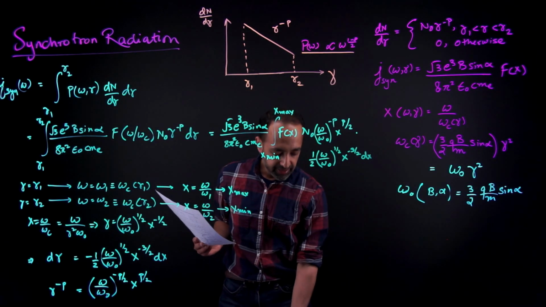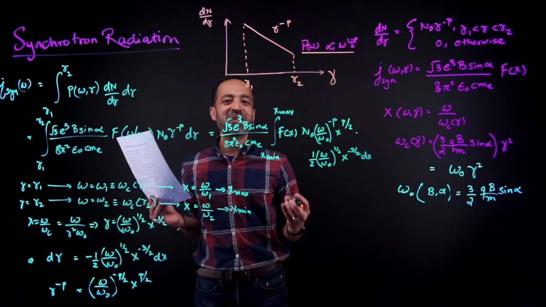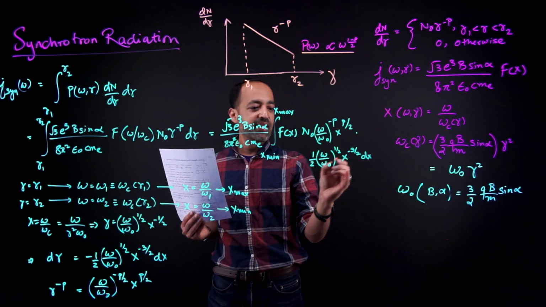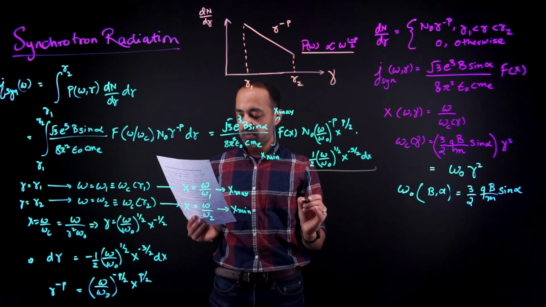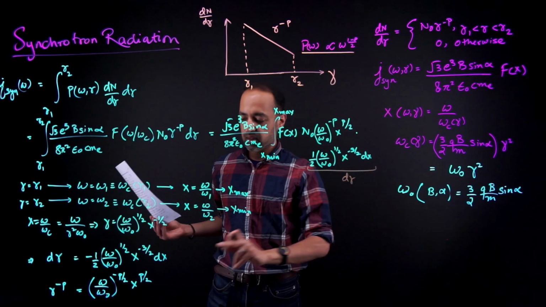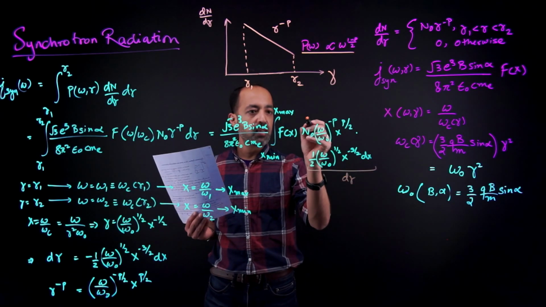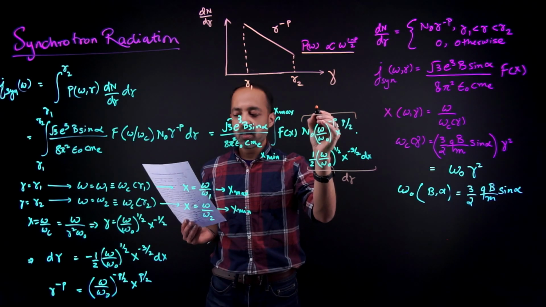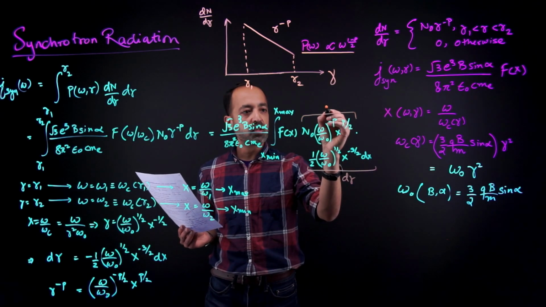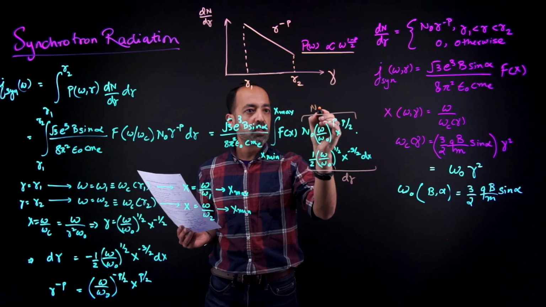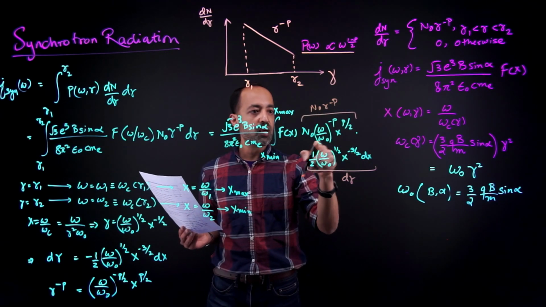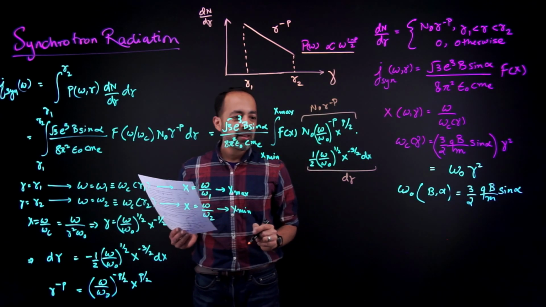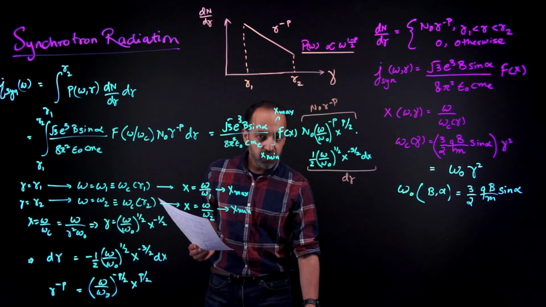Right, so just to highlight where all of these little bits and pieces came from, this bit comes from the d gamma, it's this thing, and then this bit comes from the gamma to the n naught gamma to the minus p bit. So this part is just gamma to the minus p. Okay, so now we are ready to do this integral.